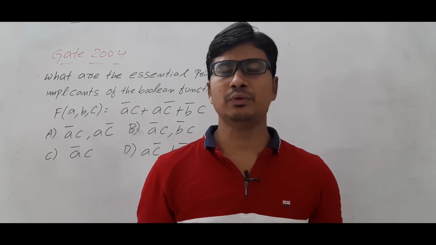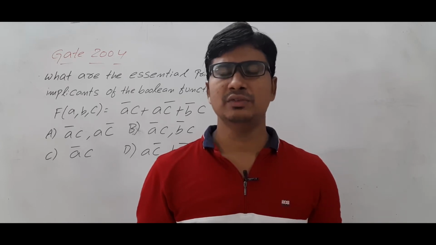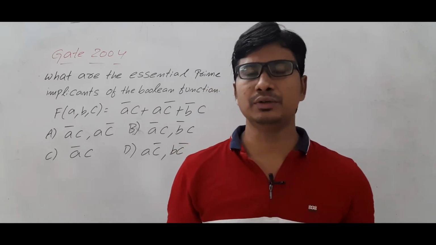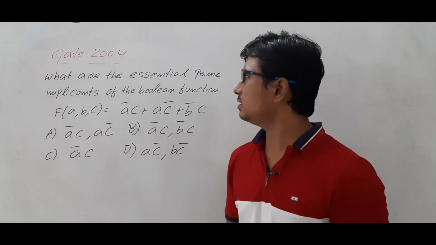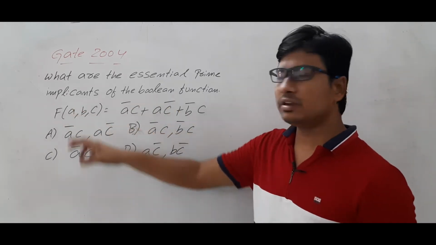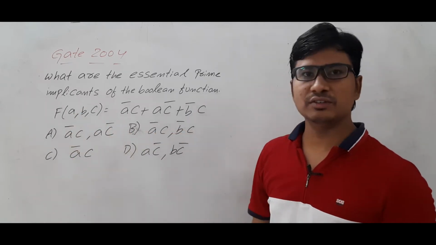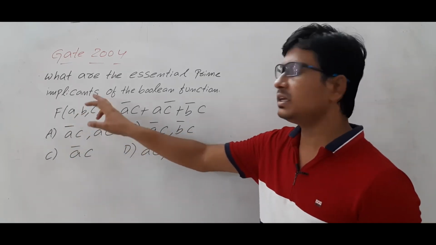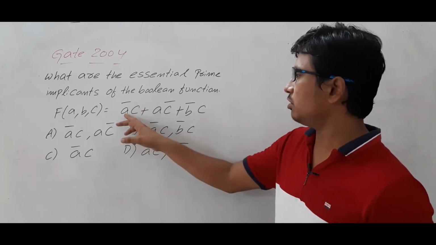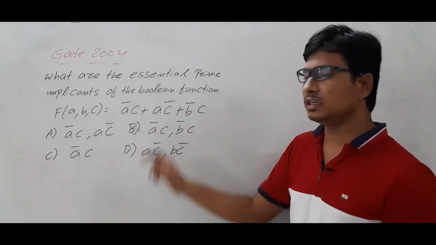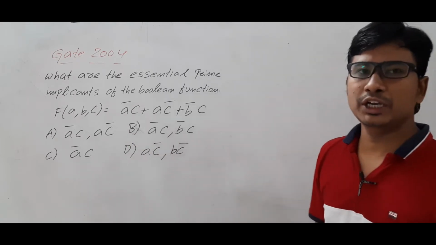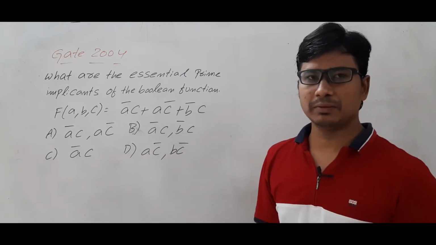In this video, I want to discuss one of the GATE questions which came in the year 2004 on essential prime implicants. First, let me read out the question, then we will discuss the solution. What are the essential prime implicants of the Boolean function? They have given a function f which consists of three Boolean variables a, b, c, and a Boolean expression consisting of a complement c or a c complement or b complement c, and they have given four options. We need to find what are the essential prime implicants.